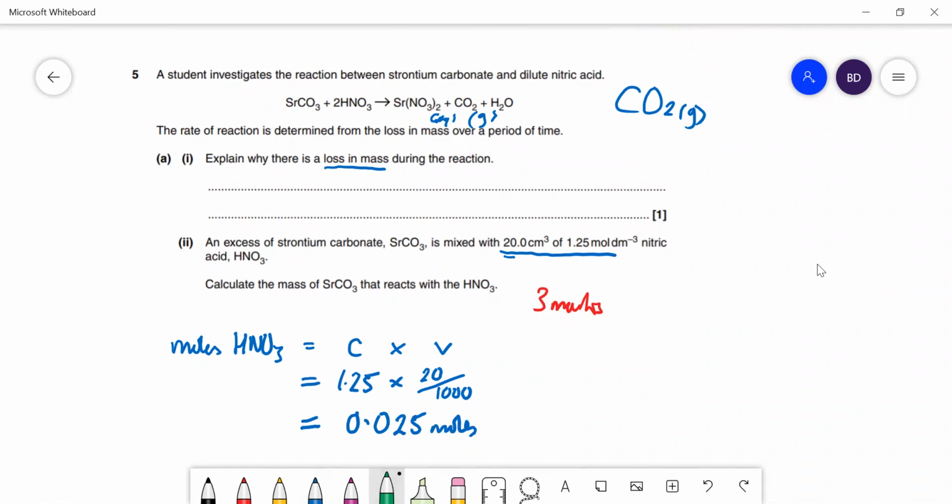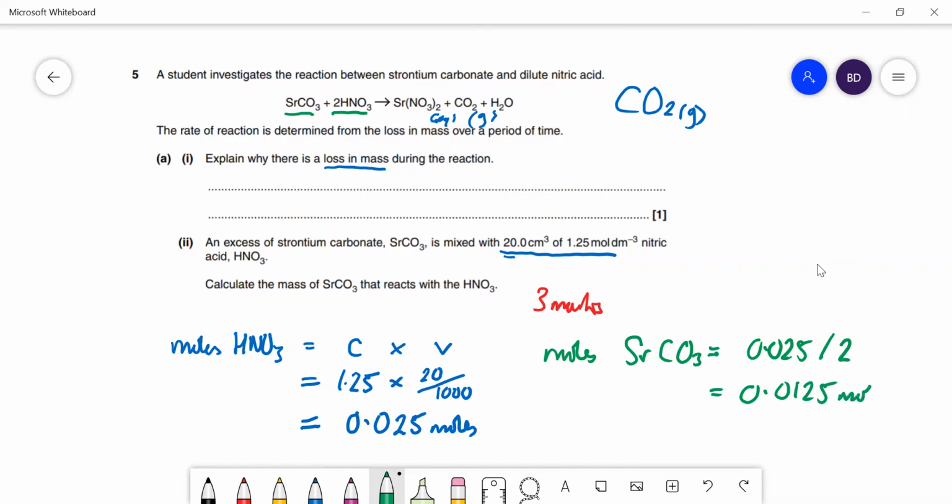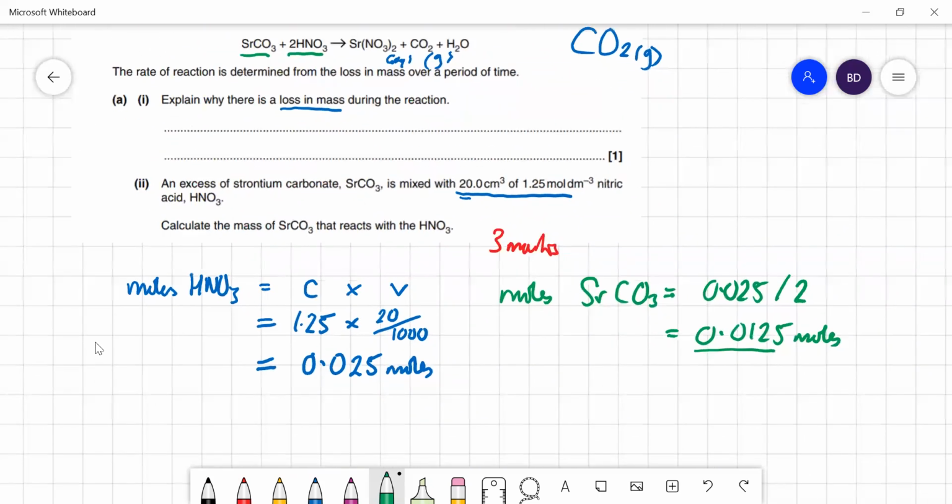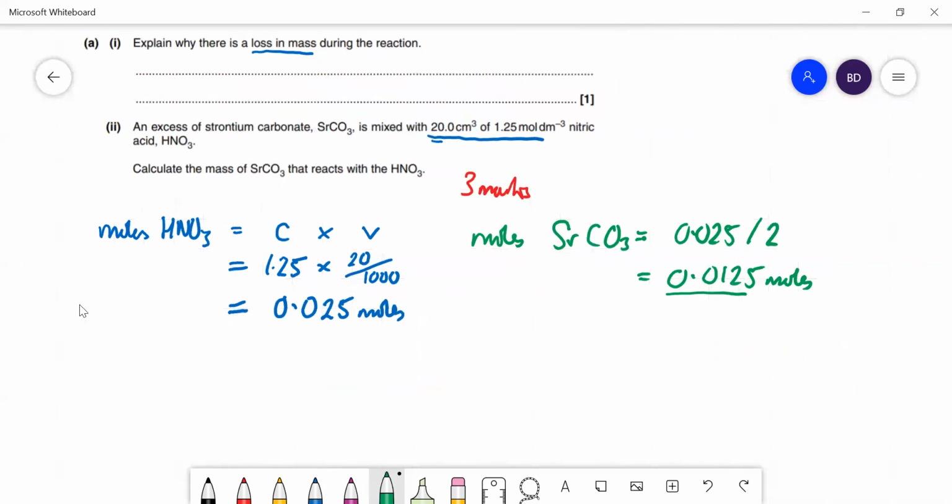Now we need to look at the equation, to see the ratio in which they react. Well, 1 mole of strontium carbonate reacts with 2 moles of nitric acid. So the moles of strontium carbonate that it can react with is going to be half of that. So 0.025 divided by 2, which gives us 0.0125 moles. Now we know the number of moles that will react, we can work out the mass of strontium carbonate. So we need to know the MR of strontium carbonate.